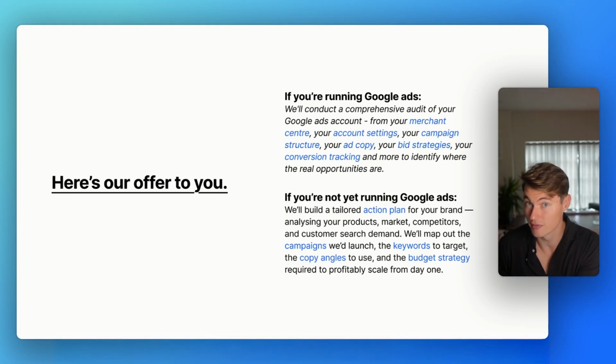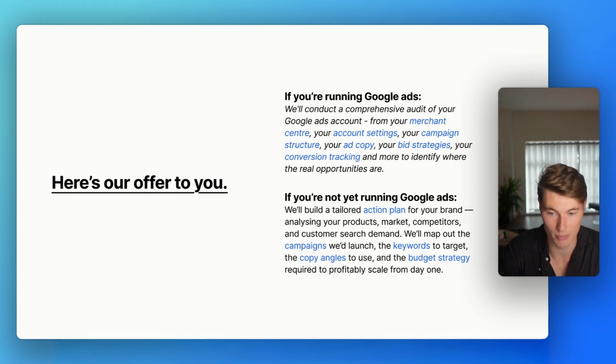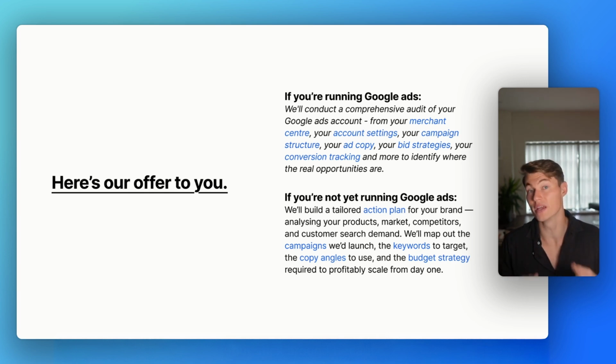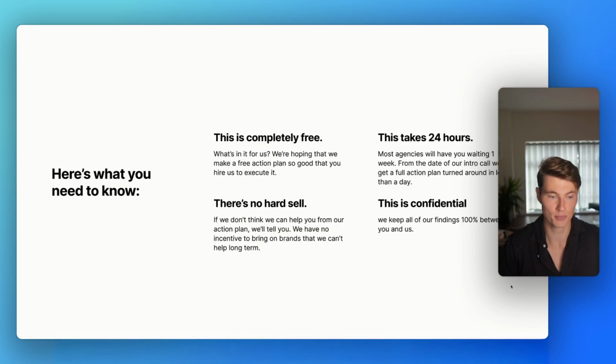And then this is also relevant for you if you're not running Google Ads and you plan to spend at least $3,000 a month, because what this allowed us to do is essentially create a blueprint for how we would go about launching your account on Google if we were in your shoes. So the campaigns we would launch, the keywords we would target, the angles we would use in the copy, and just the strategy overall that we would use. Okay, so it's relevant for basically anyone at this stage.